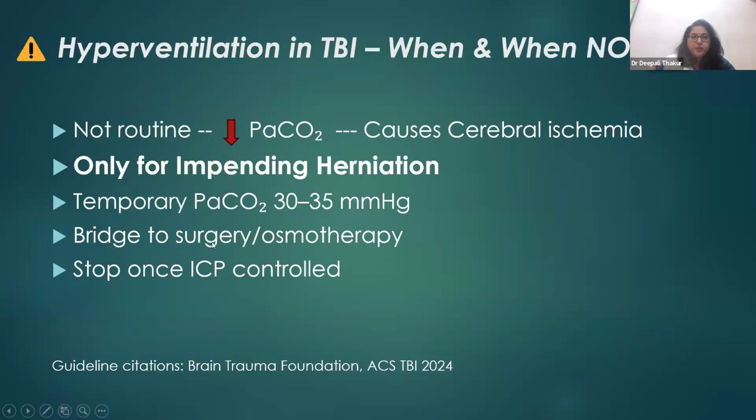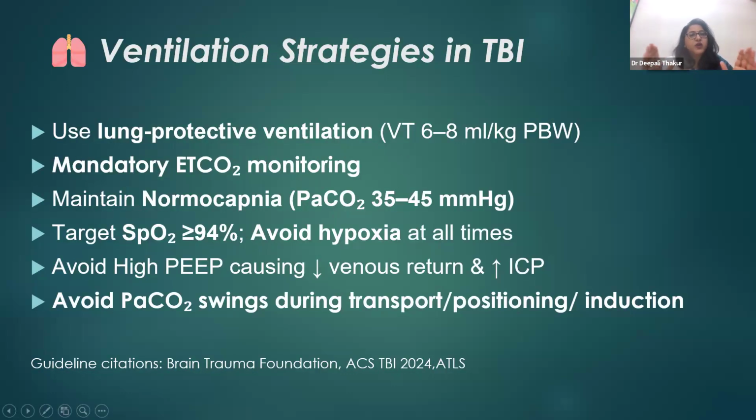Okay. Target SpO2 more than 94%. So avoid hypoxia. Again and again, I'm stressing on these because hypoxia and hypotension are the two important predictors for mortality. They have been found to be important predictors of mortality in all these patients in multiple studies. Avoid high PEEP because by increasing PEEP, you are decreasing venous return and you are increasing ICP further. Unless required, we do not give high PEEP in these patients. Avoid swings in PaCO2 during transport, during positioning, during induction.